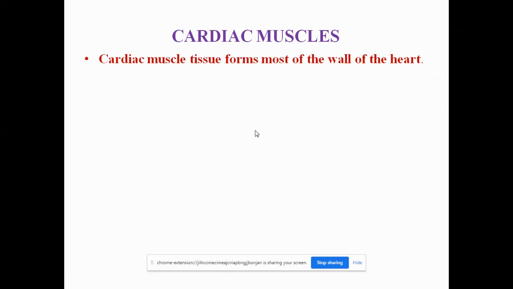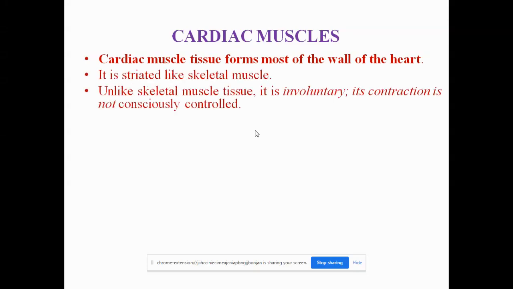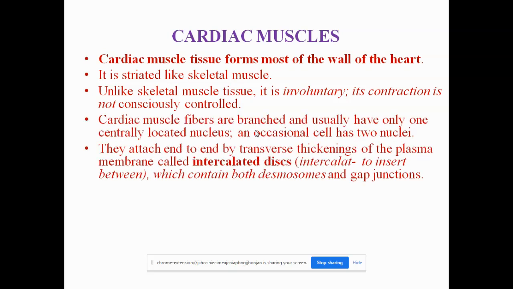So you can see from the name, the cardiac muscle tissue forms most of the walls of the heart. It is also striated like the skeletal muscle, but it is involuntary. It is not under our control. Its contraction and relaxation is not consciously controlled by us. Cardiac muscle fibers are also branched and usually have one centrally located nucleus or two.